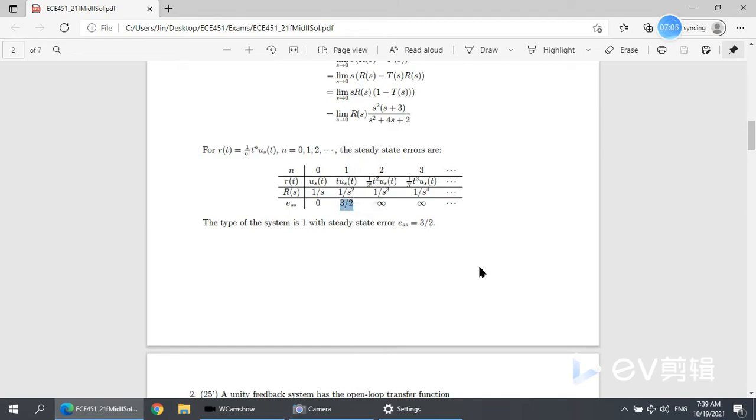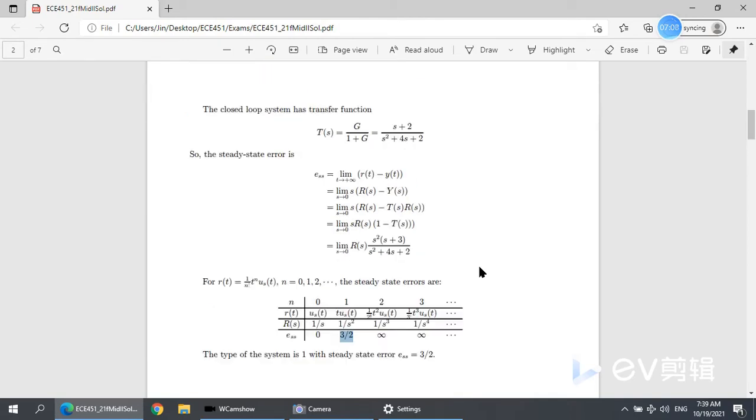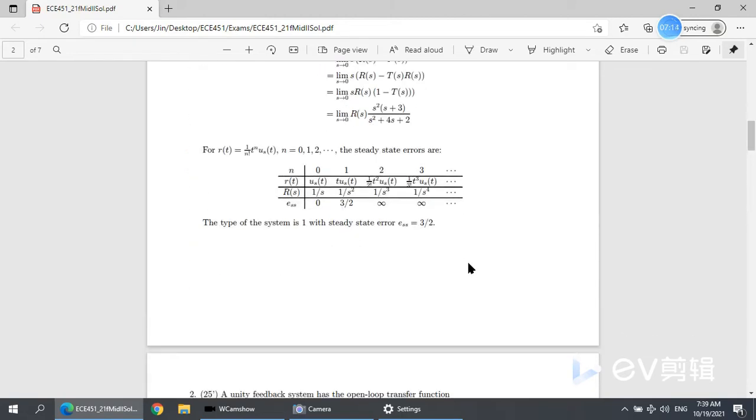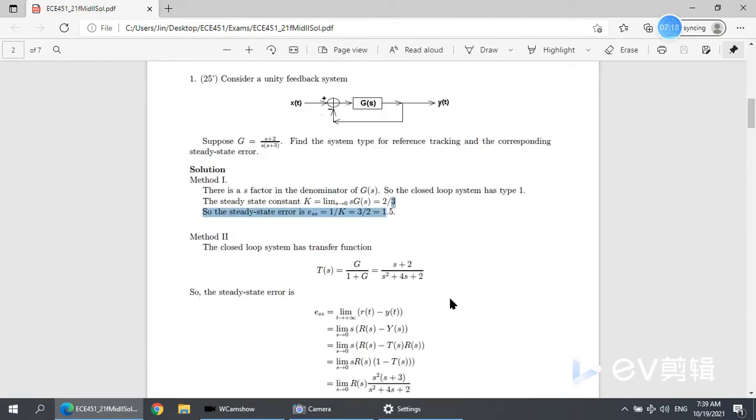Alright, so this is a result similar, right? This is a type 1, and the steady state error is 3/2. Right? Yeah, the same answer. Okay, so this is the first problem.